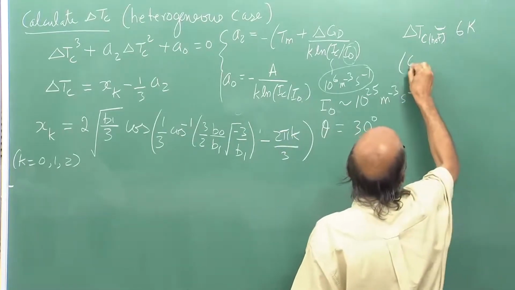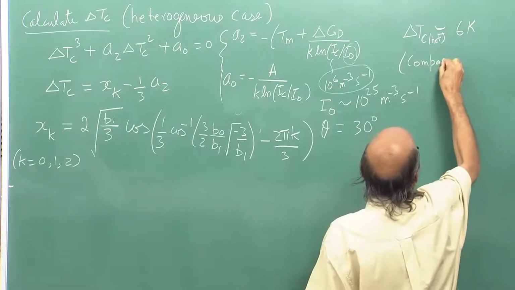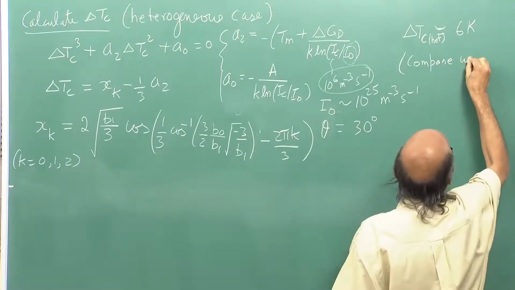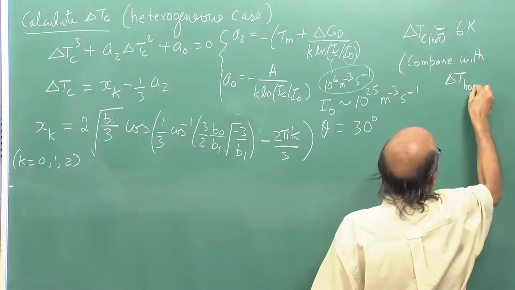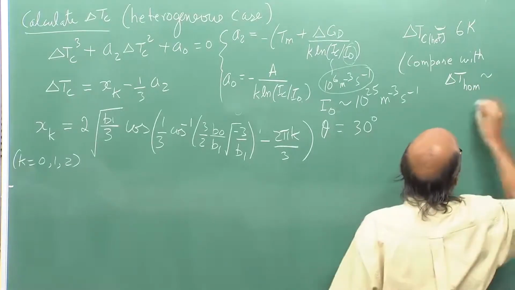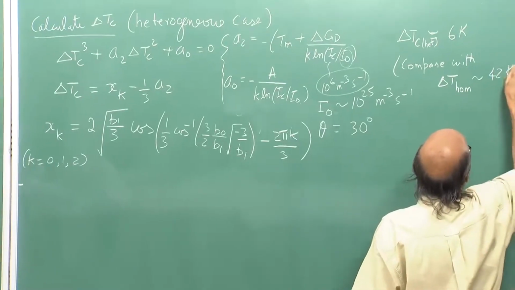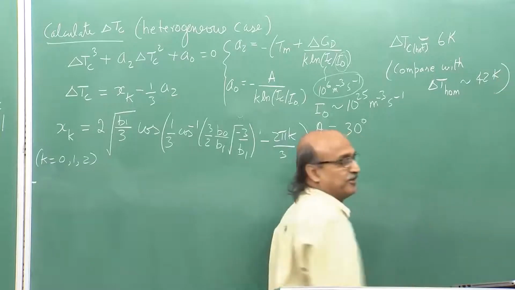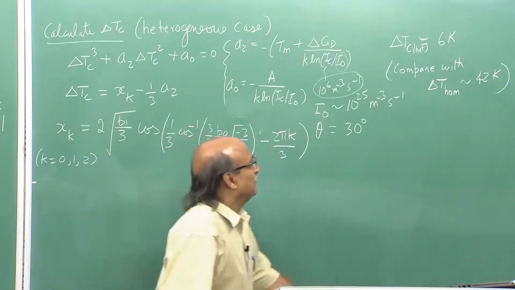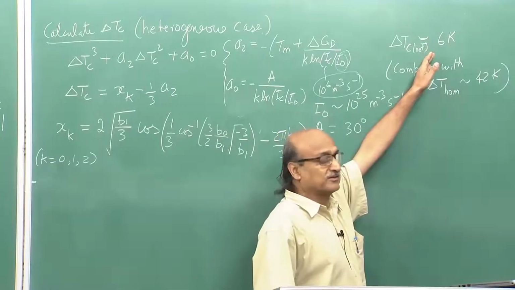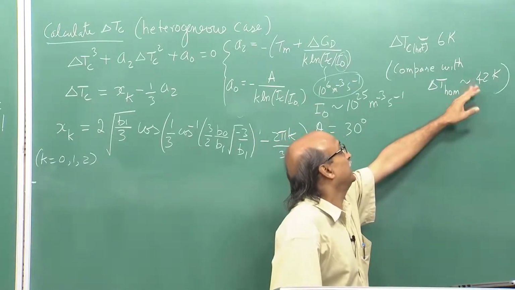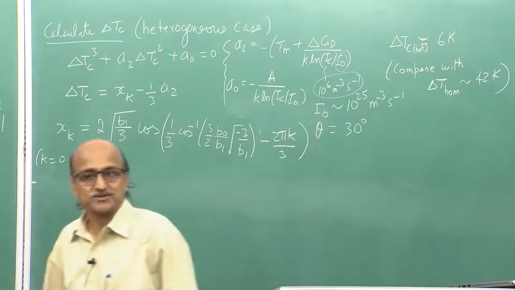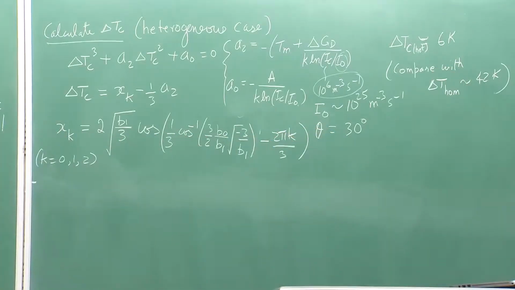Compare this with our calculation in the previous lecture. Compare delta T for homogeneous, which was of the order of 42 K. A huge difference when you have heterogeneous sites available. From an undercooling of 42 K, we go down to an undercooling of 6 K, and that is why ice forms very easily in our refrigerator.